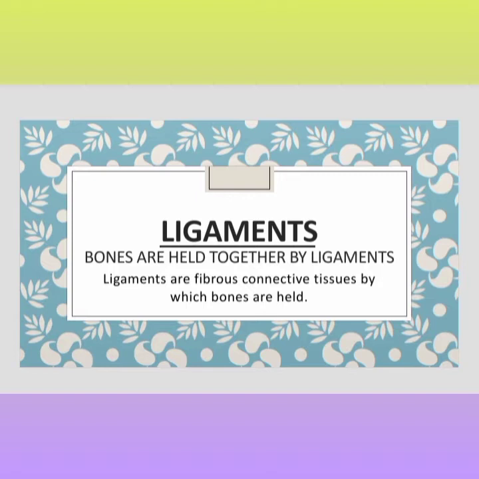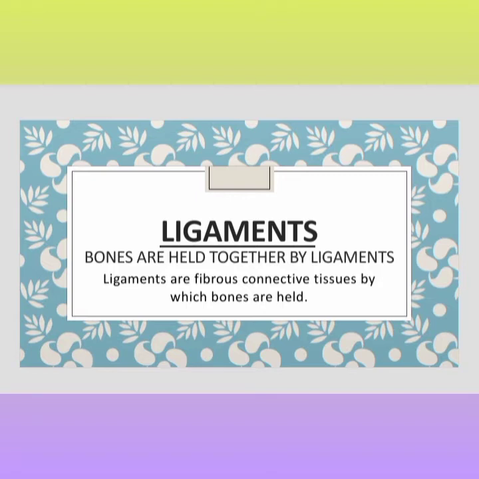Bones are held together by ligaments. Ligaments are fibrous connective tissues. These fibrous connective tissues bind bones together at joints. So bones are held together firmly by fibrous connective tissues known as ligaments. Joints also have a synovial membrane. This synovial membrane produces synovial fluid, which acts as a lubricant for the joints and also acts as a shock absorber for the bones.